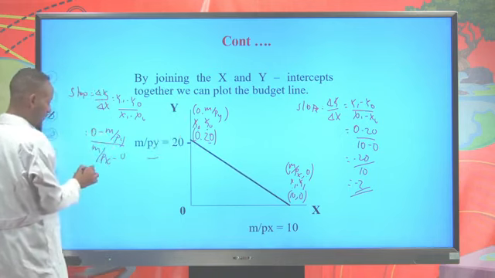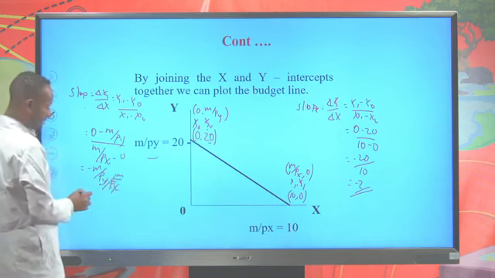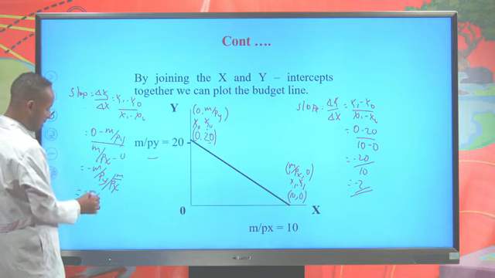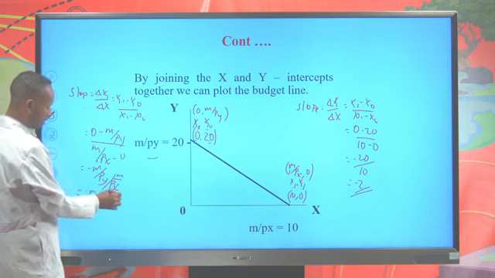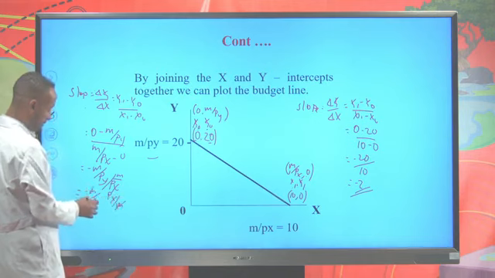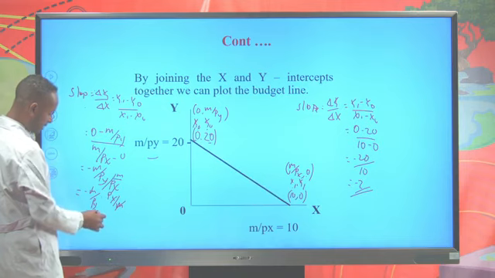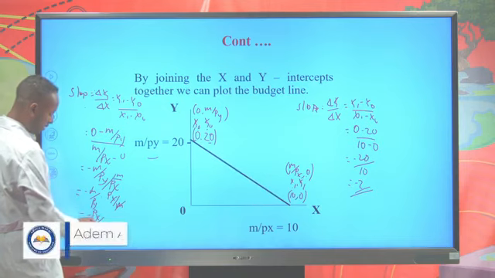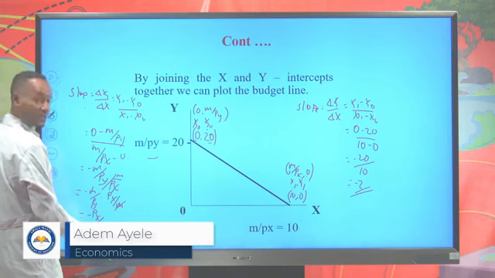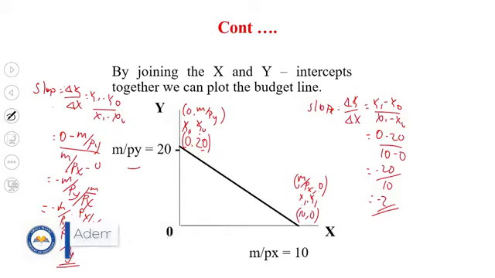Then this will give you minus m over price of y divided by m over price of x. We can multiply by the reciprocal. This is minus m over price of y multiplied by price of x divided by m. When we cancel m for m, we are left with minus price of x divided by the price of commodity y. This tells us the slope of the budget line is the ratio of the prices of the two goods.